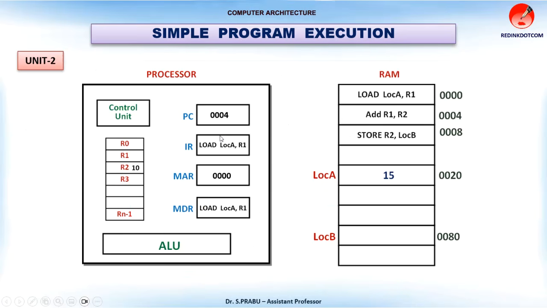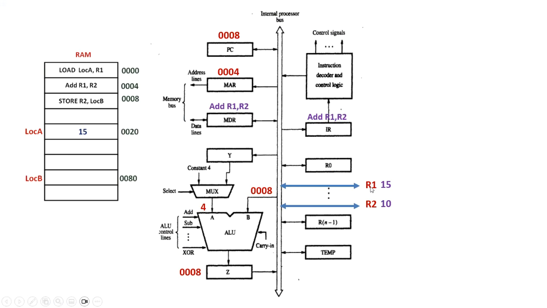In this previous example, we already saw the register R2 contains the value 10. After successful execution of this instruction, this value can be moved into R1. So now R1 and R2 have the values 15 and 10. That can be illustrated here. Now we will see how your processor is going to execute this instruction.